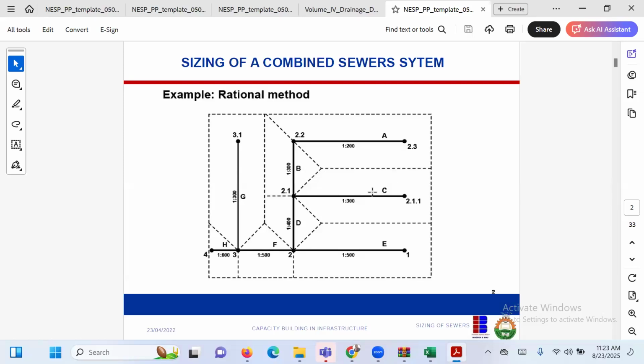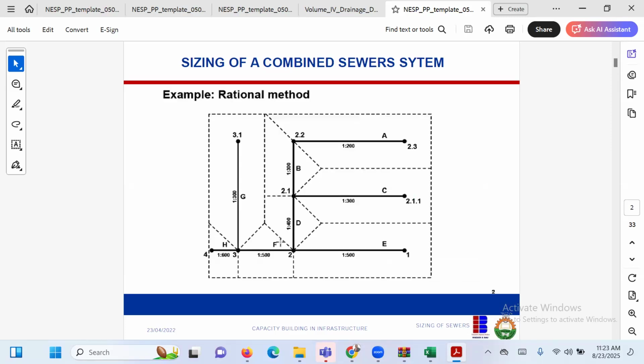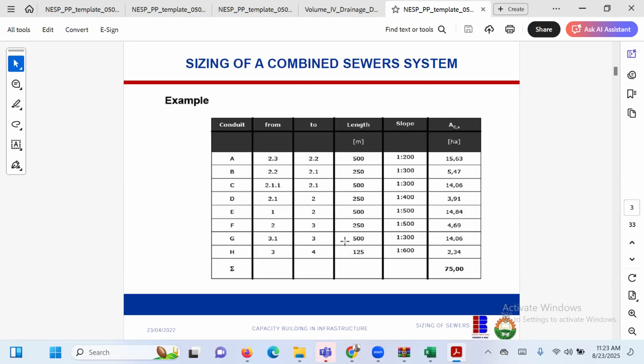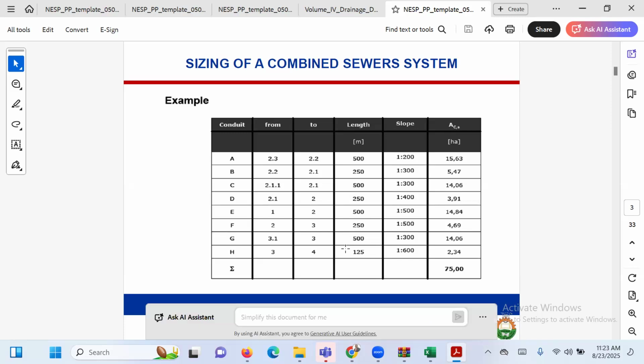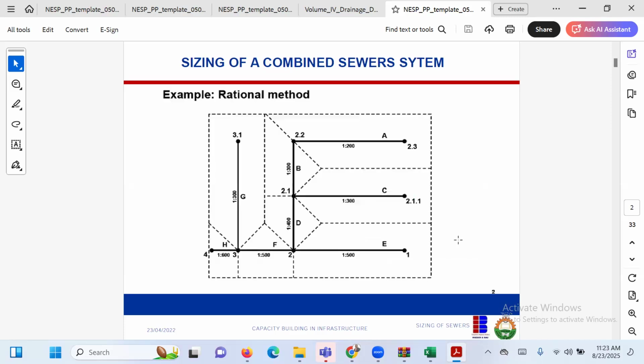That's why the value is 14.06 hectares. Catchment D is even smaller than catchment B. Look at it. While catchment E is going to be like catchment A. Catchment E is almost 14.84. Then the other catchment that is very big is catchment G. It's almost 14 too. You can relate.